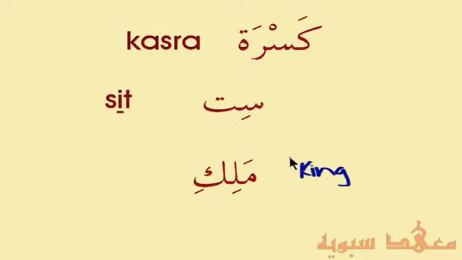So let's practice all these together. The fatha, the dhamma, and the kasra all together. We have a word. Let's practice this word and try to pronounce it. So we have here the kaf with a dhamma. So that would be ku.